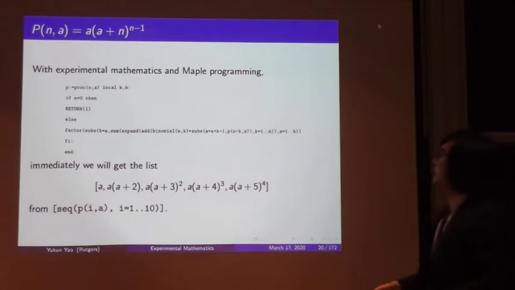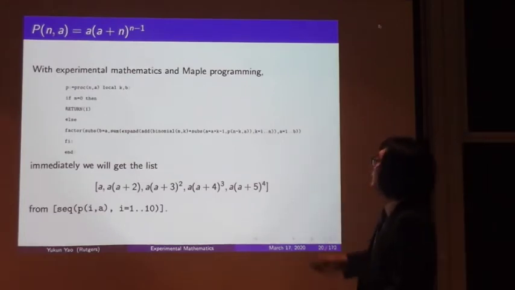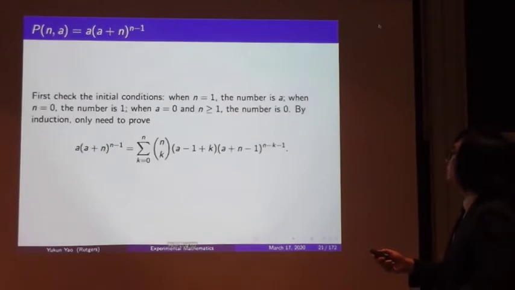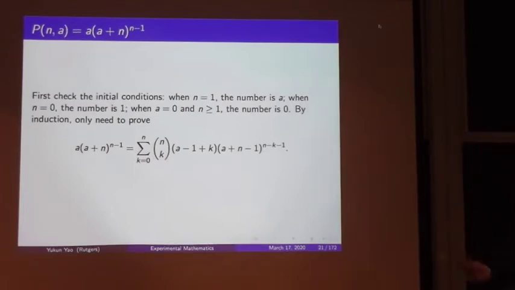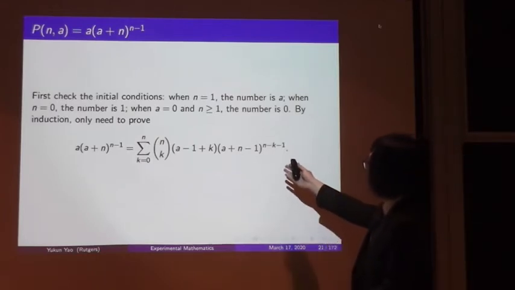So now with experimental mathematics and Maple programming, we get a result. From this, we can conjecture that P(n,a) equals a times (a+n)^(n-1). So we want to prove it. We can prove it by induction. First, check the initial condition. Then by induction, we just need to prove this identity.